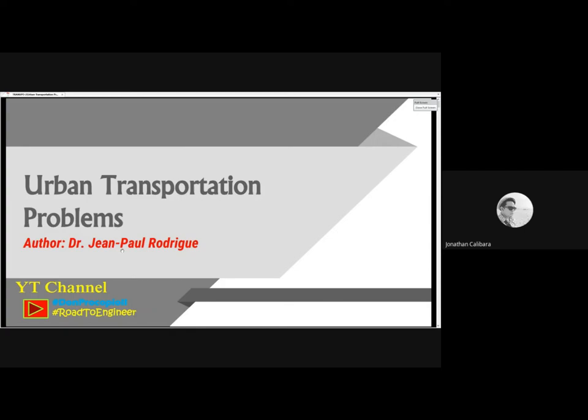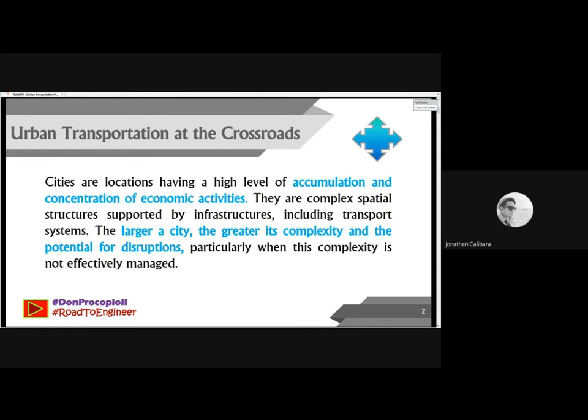Cities are locations having a high level of accumulation and concentration of economic activities. So urban transportation carries a big responsibility. Urban transportation is considered a highlight of one city, because it considers the movement of people, the movement of goods, and the movement of the economy itself, right? Because as per our economists, the more traffic, the more we lose in our economy.